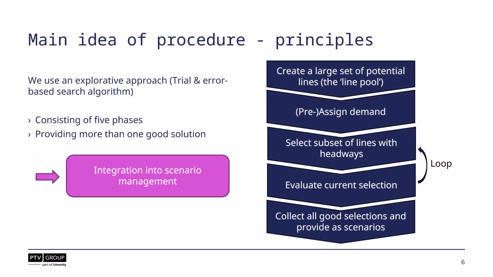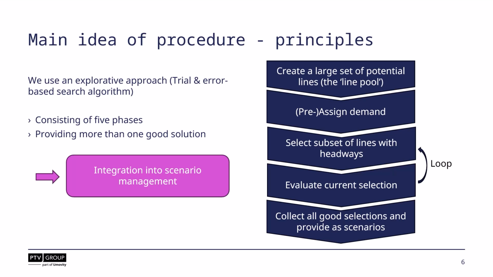The line construction procedure uses an explorative approach, a so-called genetic algorithm, which is a more or less trial and error-based search algorithm. The algorithm consists of 5 phases that you can see on the right-hand side.